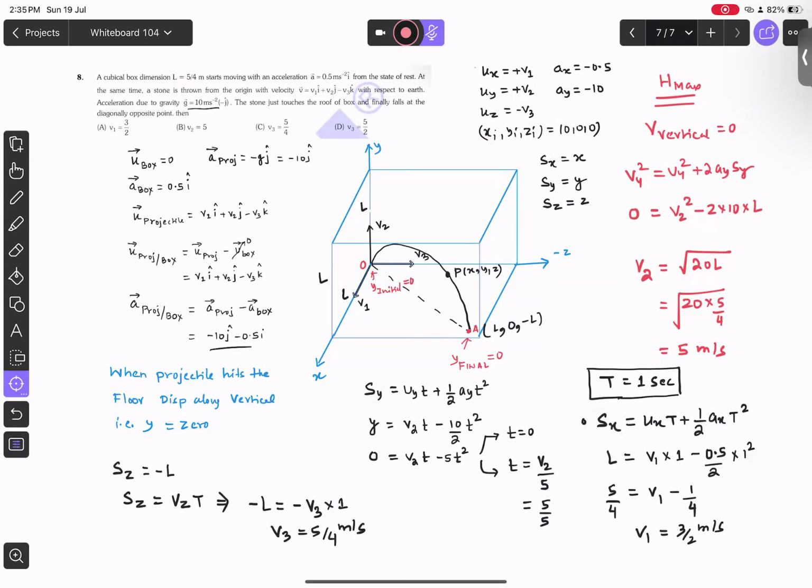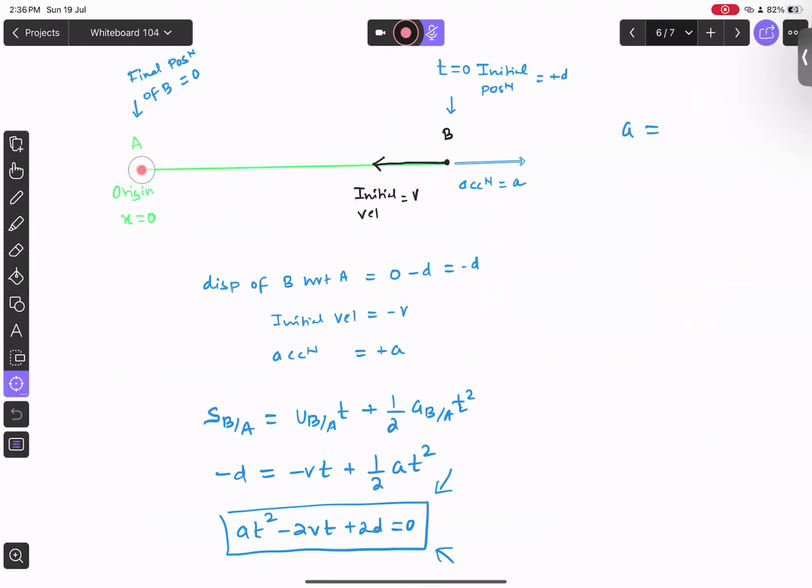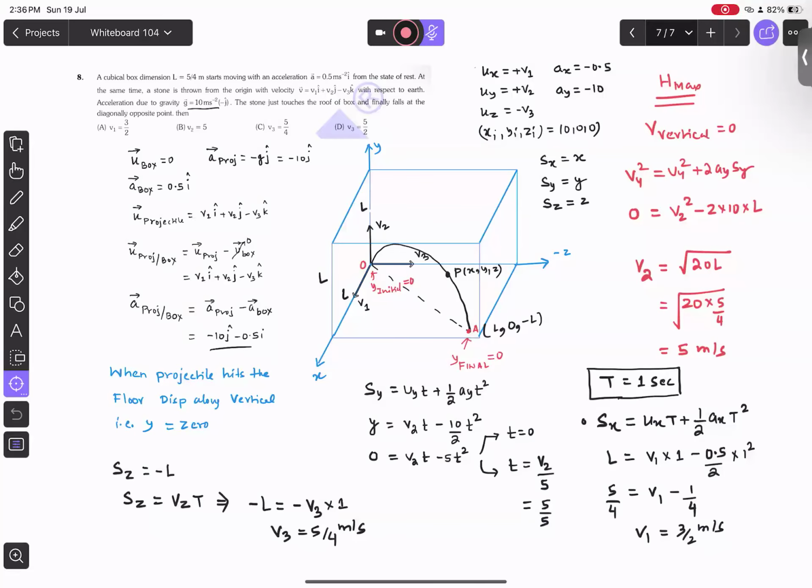Sir, but the box is also moving, sir. Yes, but when we are sitting and observing from the frame of the box, it is not moving. Understood? We are solving a new question in which the box is not moving, but the particle only is moving. See, in this question what we did: A not moving, B only moving, but moving with relative things. Correct? The same thing I'm doing here. I am sitting and observing from the box's frame. So that's why I found all these things.